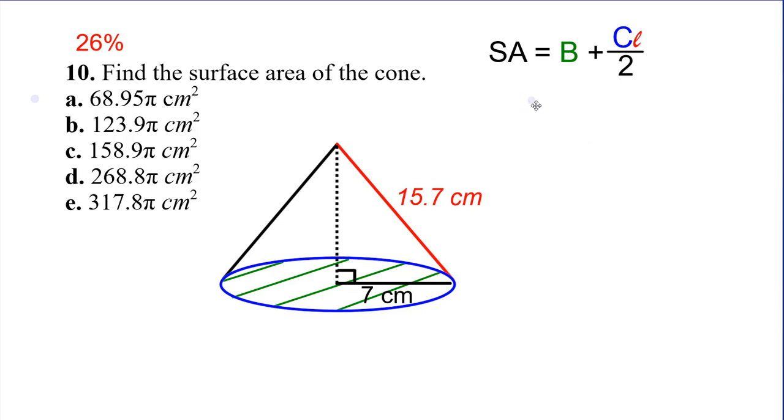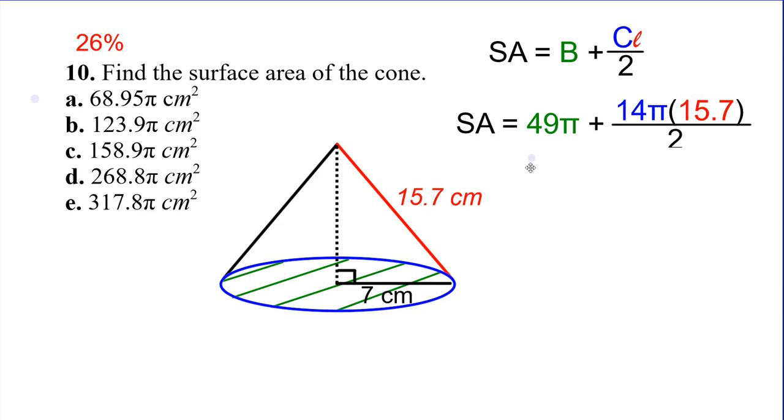That'd be too easy. Alrighty, so when we plug in our values, the area of the base, 7 squared is 49 pi, times the circumference, which is 2 pi times radius, 14 pi, times slant height of 15.7. All I have to do is multiply those, divide by 2, and add it to 49. When I do, I get 158.9 pi. Remember, our answers are left in terms of pi, so don't actually multiply the pi, and if you want, you can just leave them out and put the pi with your answer at the very end, which is what I would do.